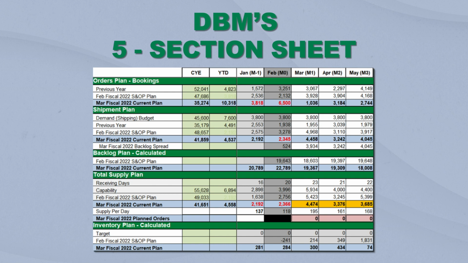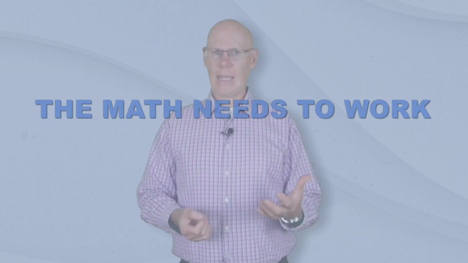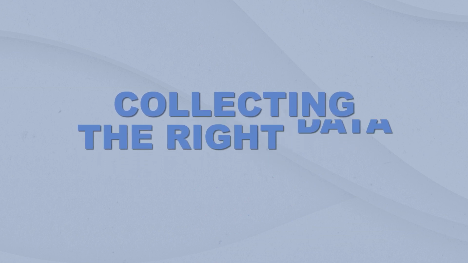The data presentation needs to bring together demand and supply in a way that validates that we are aligned, or simply put, the math needs to work. The data and the way this is presented in the 5-section sheet provides a view that answers all these questions. So, how does it work? Well, it all starts with collecting the right data.